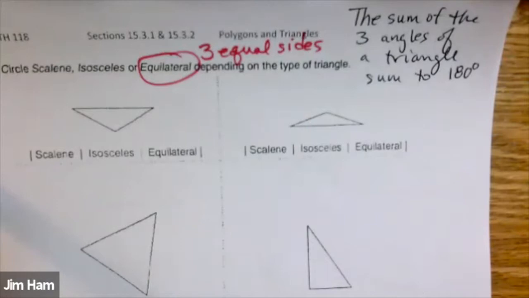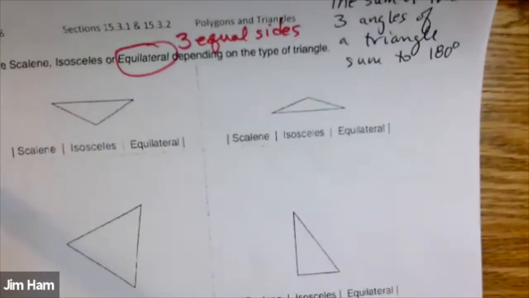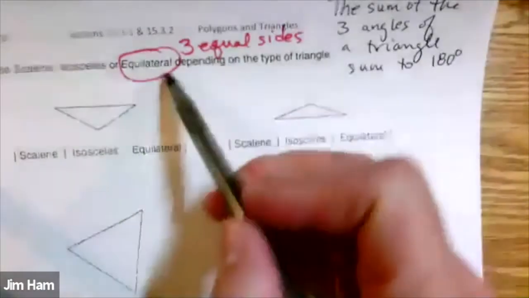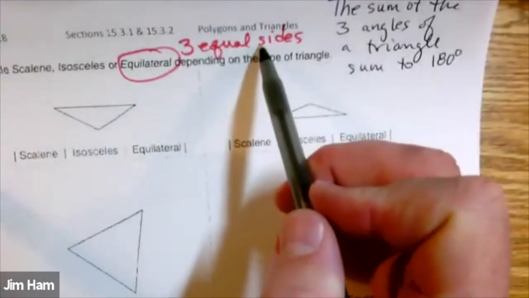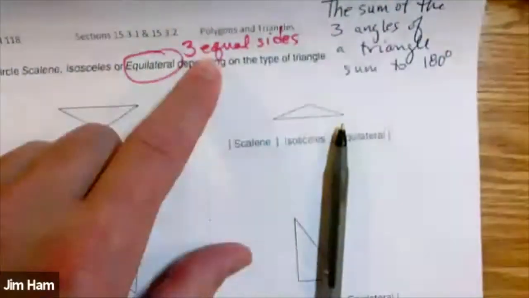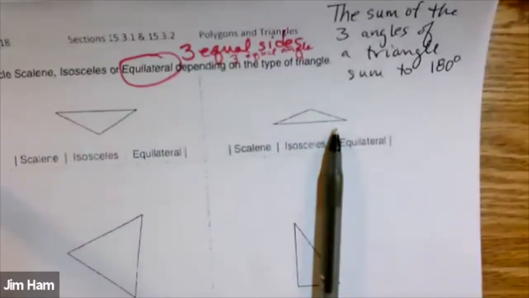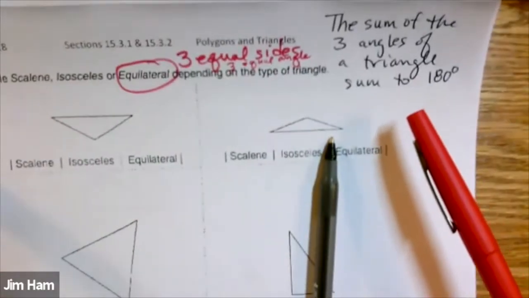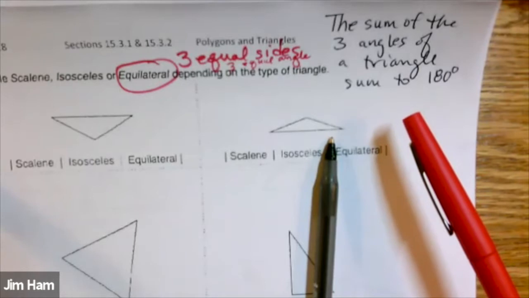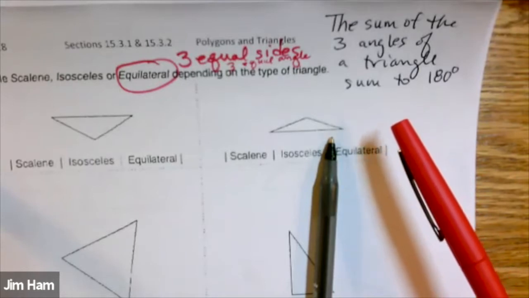Now, it turns out that in a triangle, if you have an equilateral triangle with 3 equal sides, then the three angles also have to be the same. So an equilateral triangle would be 3 equal sides, which means 3 equal angles. And if all 3 angles are equal, and when you add them together you get 180, then you can deduce the measure of each one of those angles.